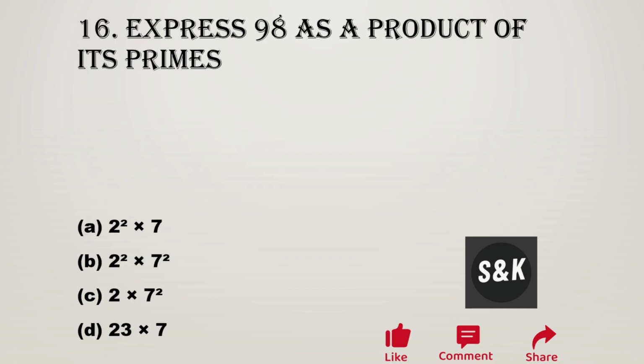Our next question is express 98 as a product of its primes. So after prime factorization of 98, its prime factors are 2 into 7 square.